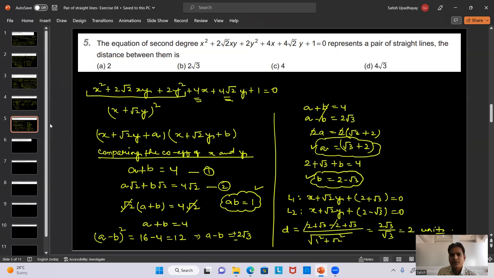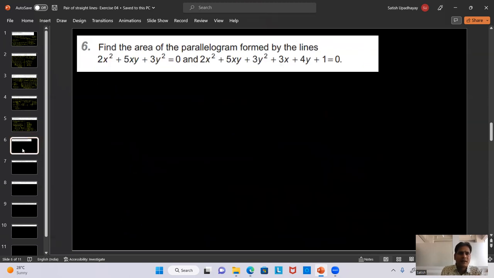So it's given in option A. So this will be the distance between these two lines, so option A is correct. We are getting the distance between the lines as 2 units. So this was our question number 5. Let's see question number 6.